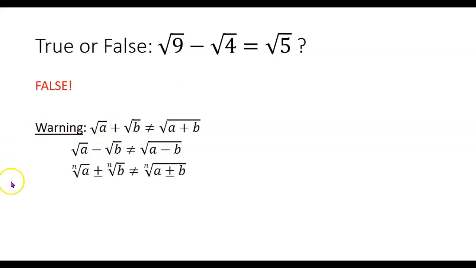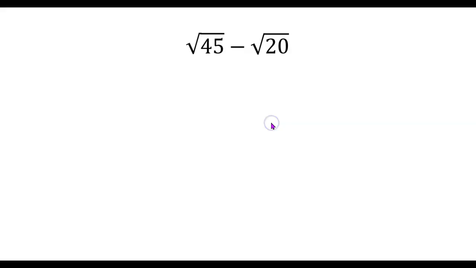And the same thing is true with other kinds of roots. You can't interchange adding and subtracting with taking cube roots or fourth roots or any kind of root. So be careful of that. So what if we have the square root of 45 minus the square root of 20? Remember, we can't first subtract 45 minus 20 and then take the square root. But there is something we can do.